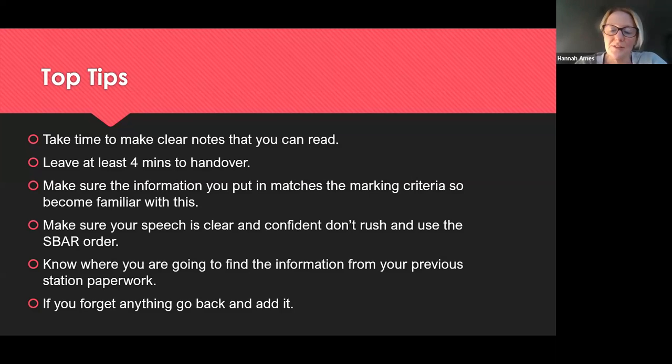If you forget anything, just go back and add it. That's absolutely fine. So if you get to the end, you've still got time on the clock and you think you've forgotten something, then go back and add it in. Say to the examiner that you forgot and you wanted to hand this over. Don't forget to hand over the allergies and medication risk factors. That's really critical, and because it's not on the marking criteria, it often gets lost.